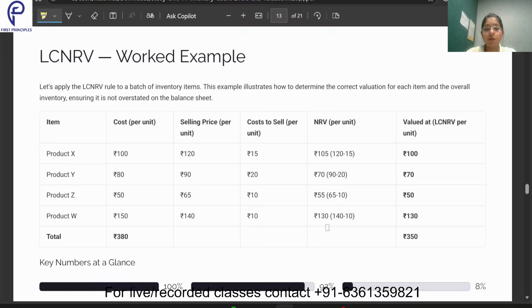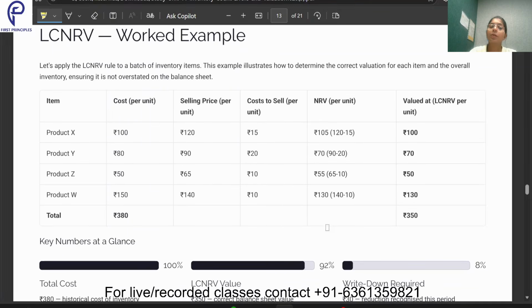Here we have one worked example for us in order to understand things better. So we have been given 4 products X, Y, Z, W. For the product X, cost is given, selling price is given, cost to sell is given. What will be my NRV? Net realizable value will be selling price minus cost to sell. So 105 is my NRV, and this 100 is my cost. Lower of cost or net realizable value, which is the lower of two? This 100 is the lower of two, so my inventory will be valued at 100.